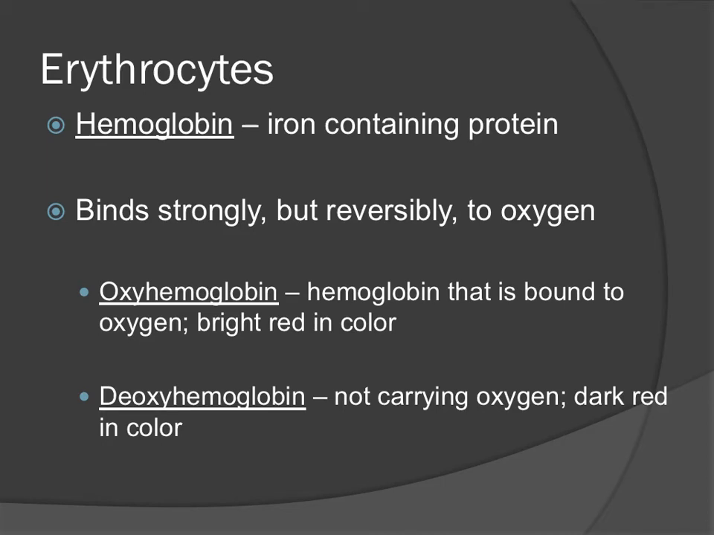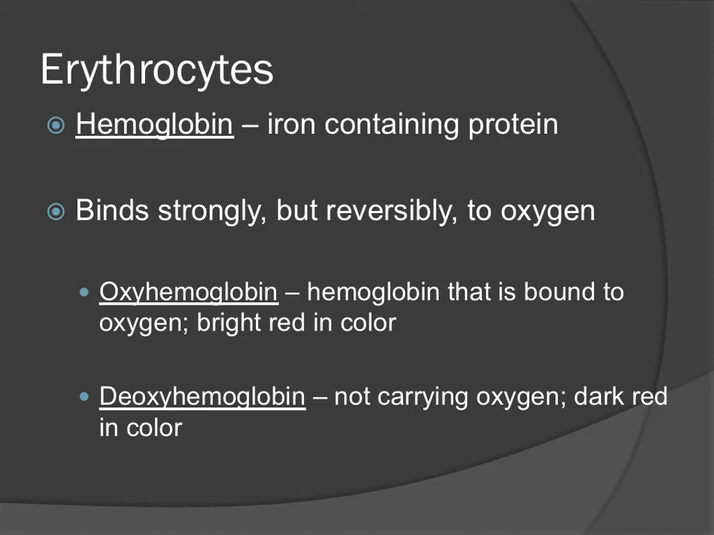So with erythrocytes, again, the hemoglobin is the iron-containing protein that transports oxygen from the lungs to our body tissues and cells. 97% of a human's red blood cells' dry content is protein. It binds strongly but reversibly to oxygen. So we have oxyhemoglobin, which is the hemoglobin bound to oxygen, so it's bright red in color. Then we have deoxyhemoglobin, not carrying oxygen, so it's dark red in color.